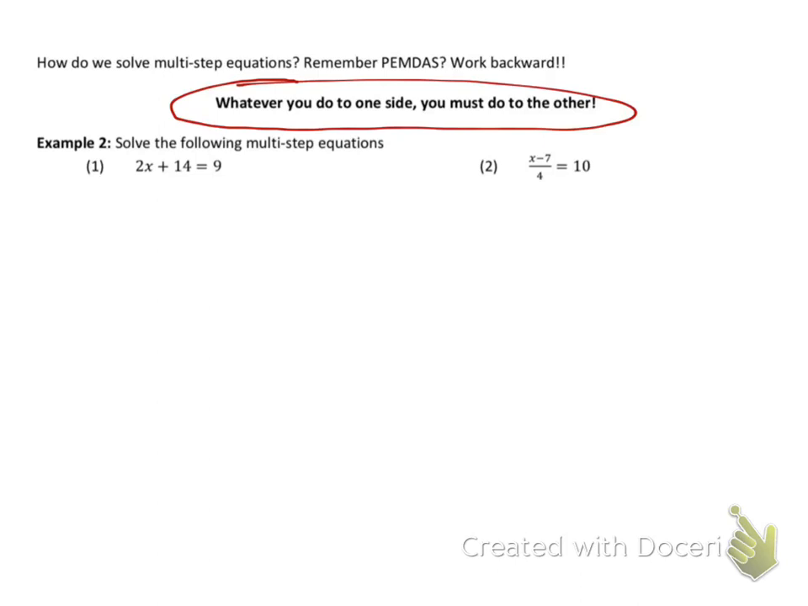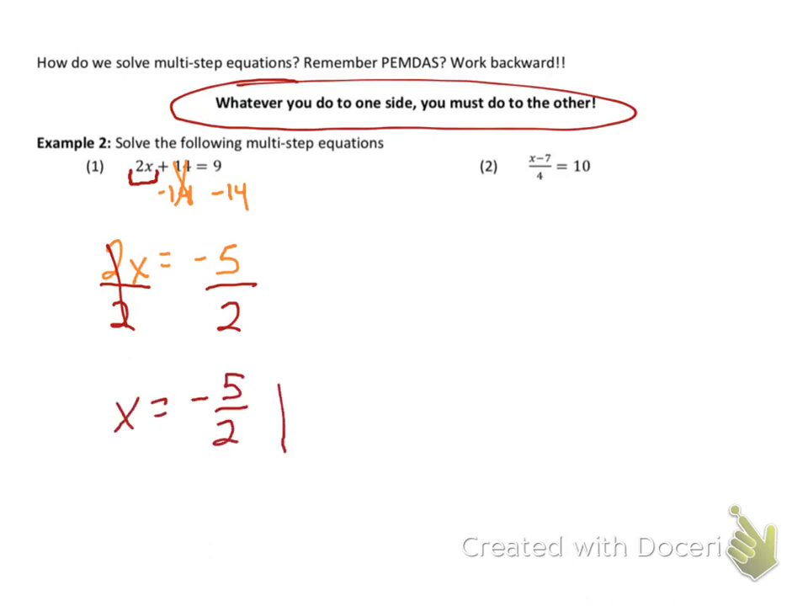So we got 2x plus 14 equals 9. Well, the first thing I need to do whenever I solve these equations, I want to get everything involving the x by itself. So the first thing I have to do is get 2x by itself. In order to do that, I have to subtract 14 from both sides. So I get 2x equals negative 5. And then, now it's just a one-step equation. All I have to do is divide both sides by 2, and x equals negative 5 halves. So notice how I took care of the outermost thing first, and then got into a one-step equation.